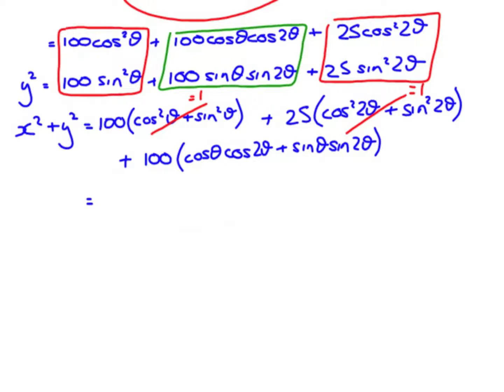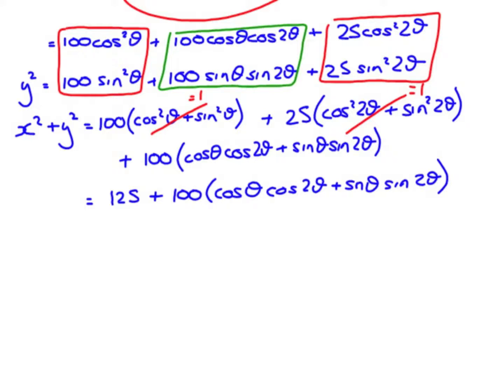So if we combine the 100 and the 25, we end up with 125 plus 100 lots of cos theta cos 2 theta plus sine theta sine 2 theta. And what we need to show to finish off is that all that stuff in the bracket is just equal to cos theta. And there's a couple of ways of doing this.